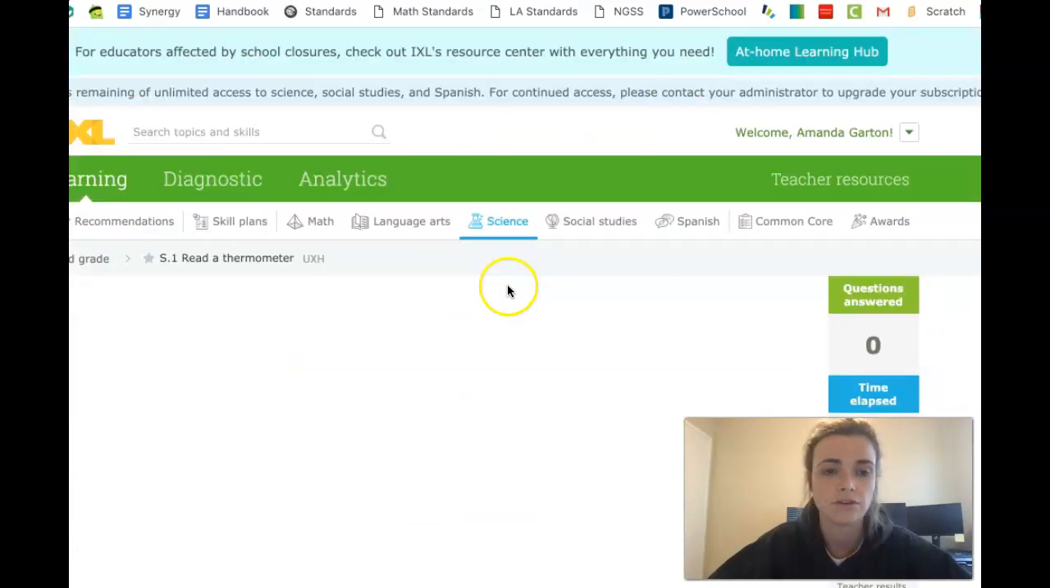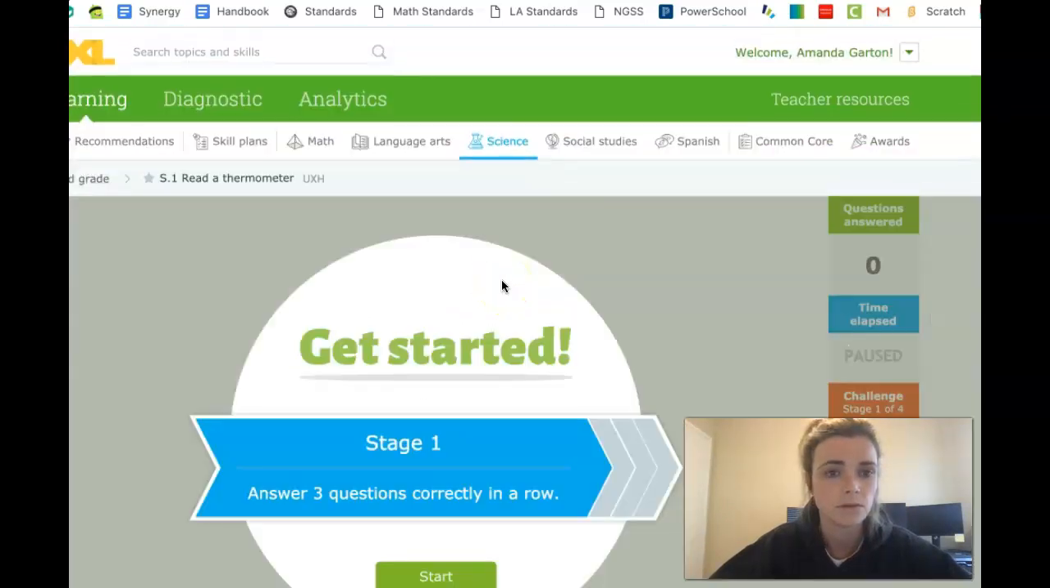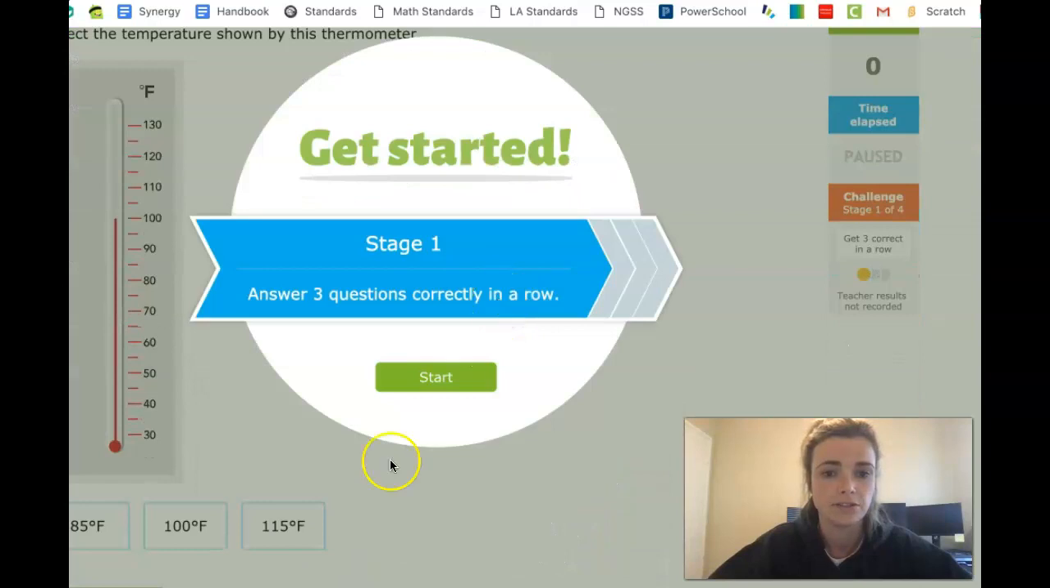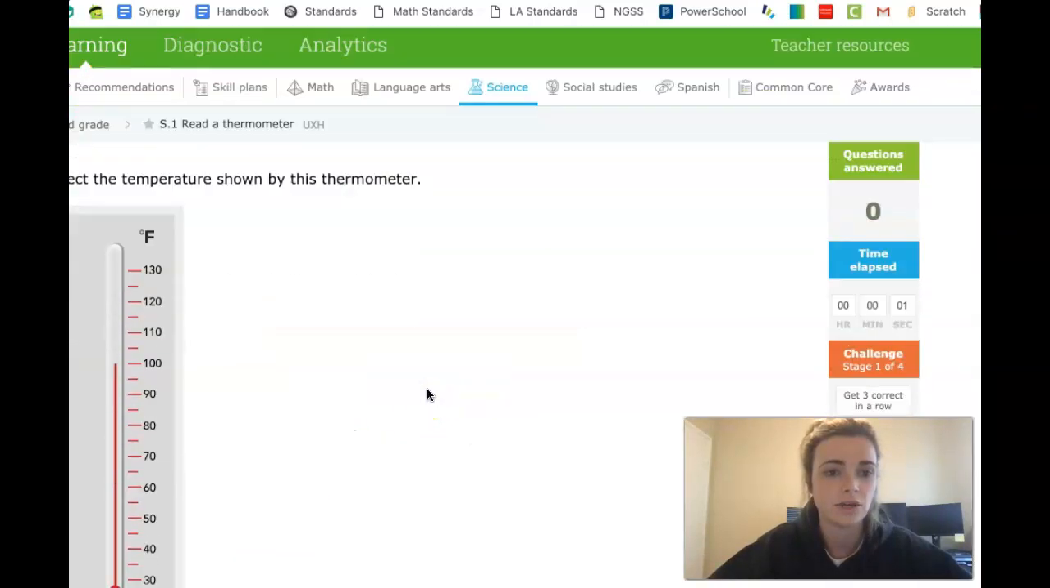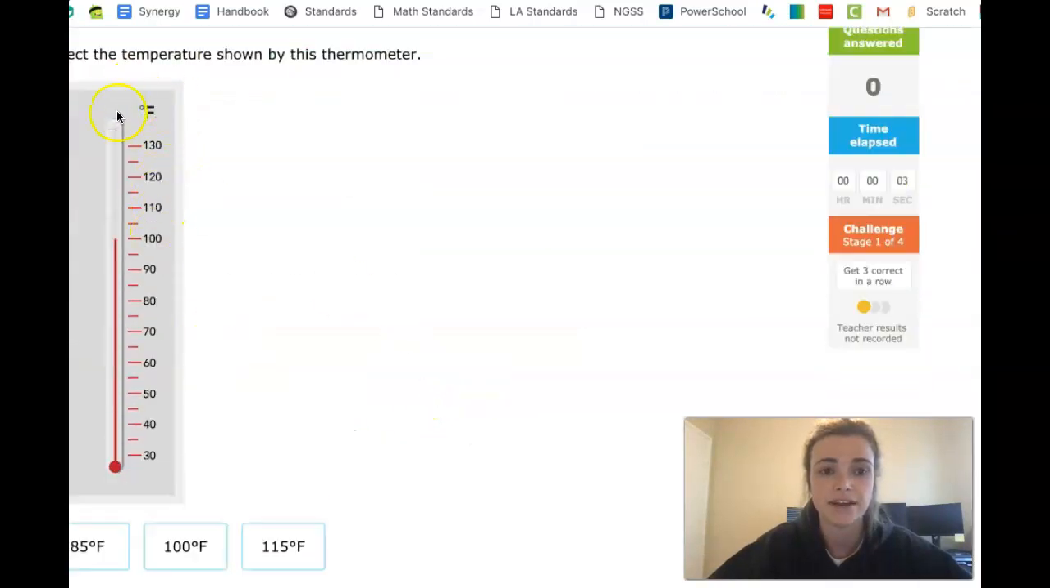So here's the read a thermometer one. Answer 3 questions in a row, get started. So I'm going to be looking at my graph. It's in Fahrenheit. Okay, this is my thermometer, and I have to read what the temperature is going to be.